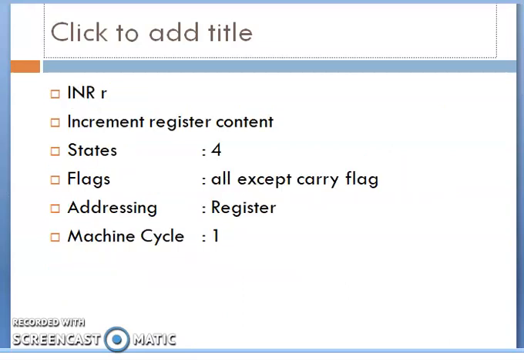Then next, increment register. For example, INR R, increment the register content. Only one machine cycle, the opcode fetch, and the addressing is register addressing, and in this case not all the flags are affected. All except the carry flag, all other flags are affected. The carry flag is not affected by the instruction INR R.